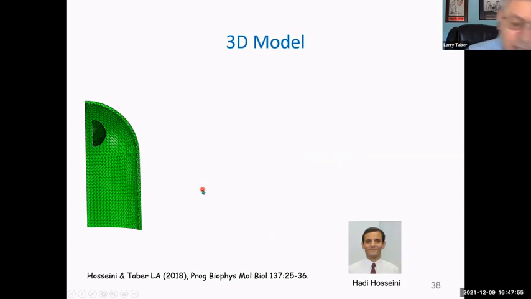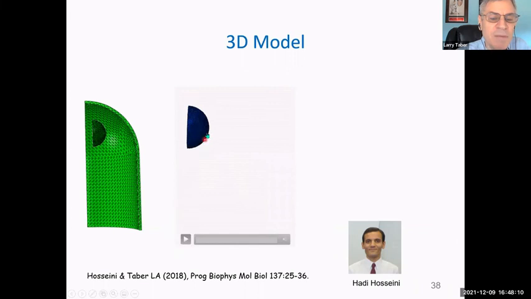And then more recently, Hadi Hosseini developed a three-dimensional model for this problem. So this is the initial configuration. This is the optic vesicle. This is the surface ectoderm, just a shell on the outside. This is a time lapse of the model. I'm just going to show just the optic vesicle.